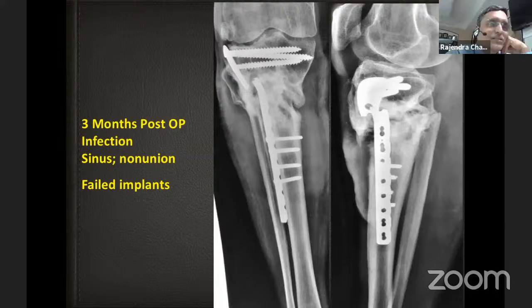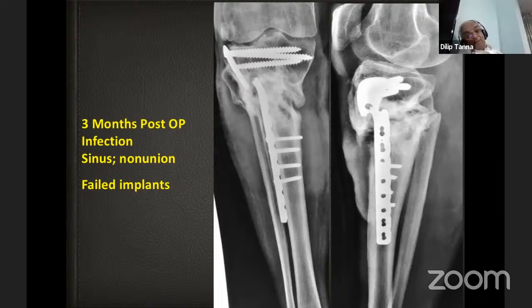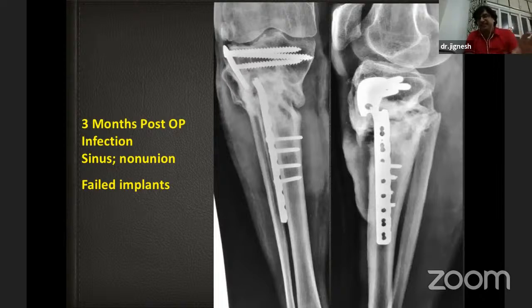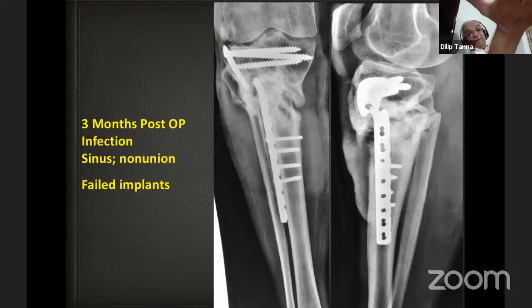Or if anybody wants to do it all together in one stage, I doubt very much. Is it possible, sir? In a metaphyseal lesion, one stage is not good because it will be difficult. It is difficult to get rid of infection in a metaphyseal lesion. In Germany, they do the total knee in one stage.